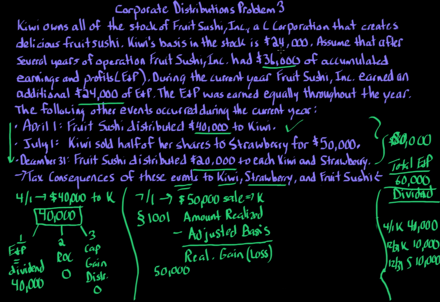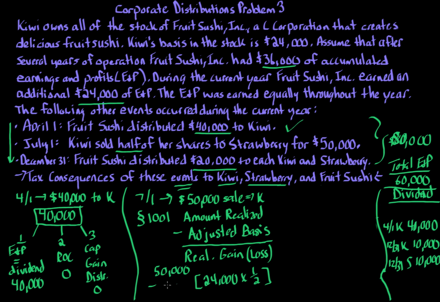So we have a $24,000 basis, but hold on. Kiwi is selling half of her shares to Strawberry, half. So under the regulations in the Internal Revenue Code dealing with basis, specifically Reg. 1.1012-1, when you're selling off part of your shares, you basically use a pro rata approach. So we take the $24,000 basis, this is a calculation here, $24,000 times 1/2 because we're selling 1/2. It's what you're getting, $50,000, minus what you're giving up. You're giving up half of the shares.